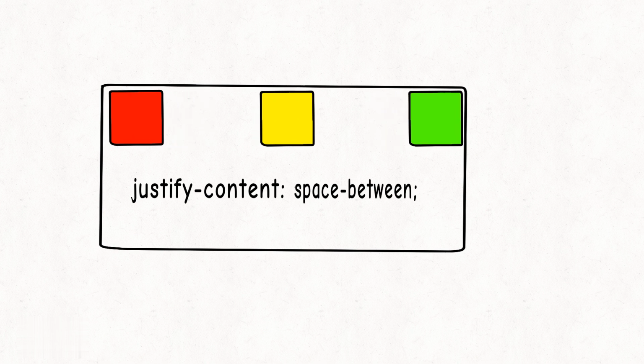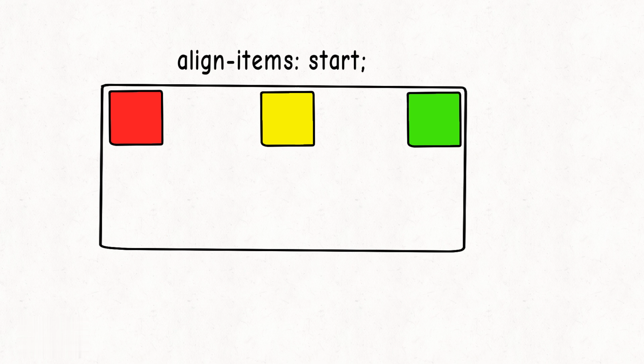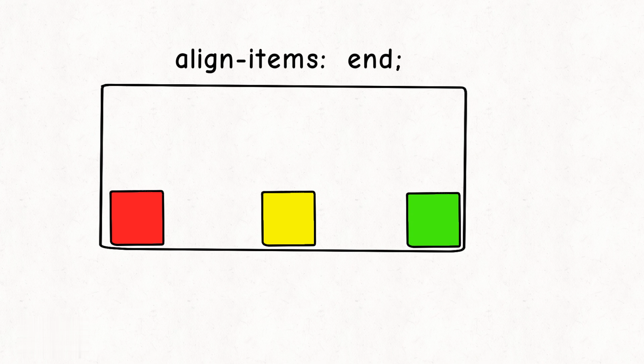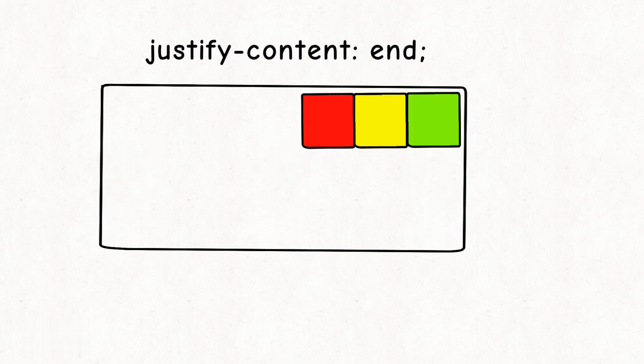To align our item vertically we use the align item property. If your items doesn't have a fixed height, you'll notice that the items will be stretched to the bottom, because by default our align item is set to stretch. To change that we set the align item to start or we add a height. To move the item to the bottom we set the align item to end. We use center to move to the middle. To move all our items to the right side we change our justify content to end.